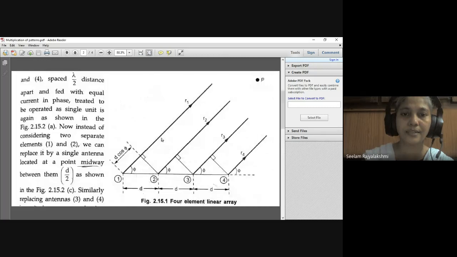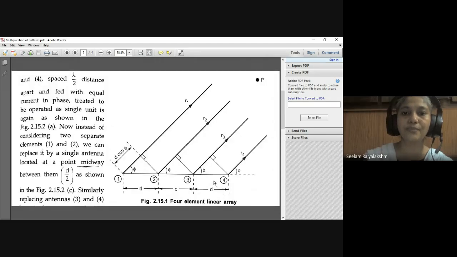Here these are the four elements, four sources, and this is P, where the electric field can be obtained. All these elements have equal magnitude and are in phase. The distance between them is d, from 1 to 2, 2 to 3, and 3 to 4. The path difference is d cos phi, and r1, r2, r3, r4 are the radial distances from the point sources 1, 2, 3, 4 to the point P.